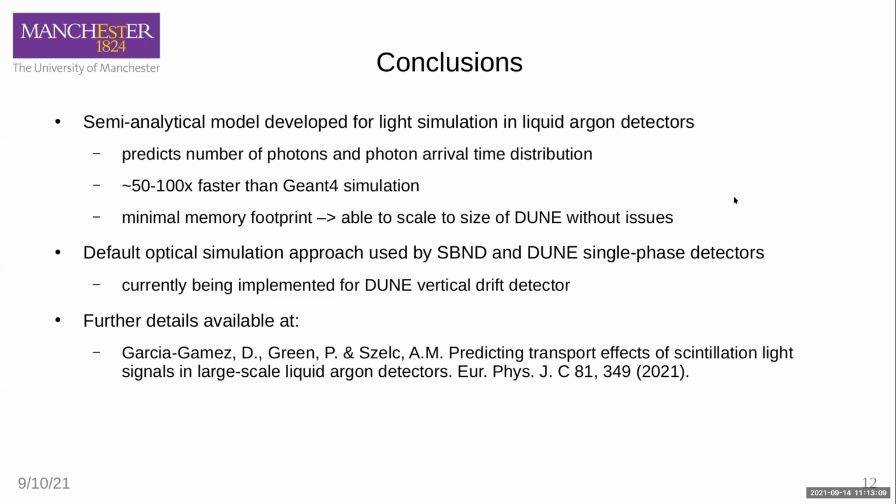So to summarize, a semi-analytical model has been developed for light simulation in liquid argon detectors. It's able to predict both the number of photons and their arrival time distribution, and do this much faster than the equivalent Geant4 simulation, between 50 and 100 times faster, depending on the precise configuration. It also has a minimal memory footprint, which means we're able to scale to the size of detectors like DUNE without any problems.